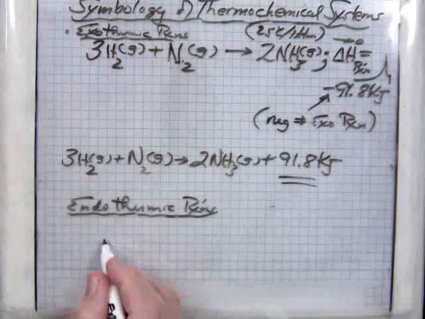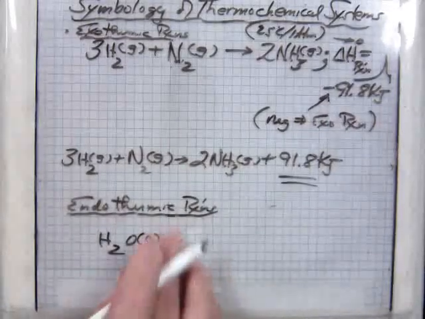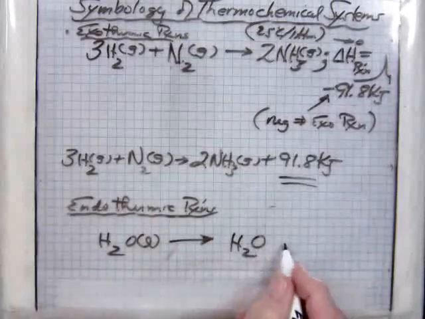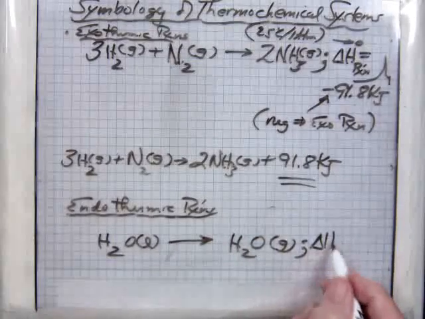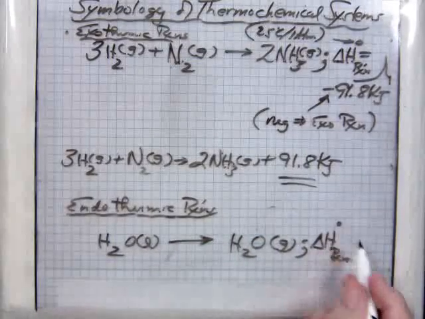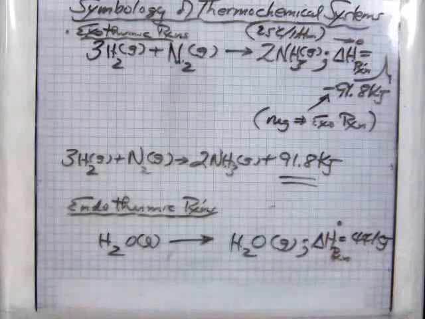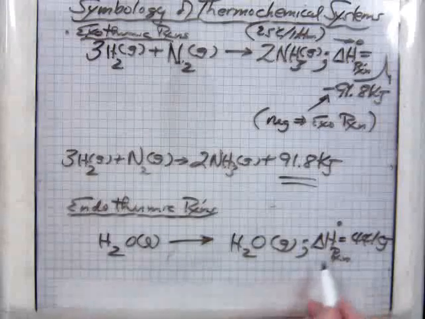So we write this: H2O as a liquid goes to H2O as a gas phase, and semicolon delta H of reaction under standard state is 44 kilojoules. Now, it does not have a sign in terms of plus or minus. The plus is not required. But the fact that it does not have a minus indicates it's a positive number. And as such, this is endothermic.